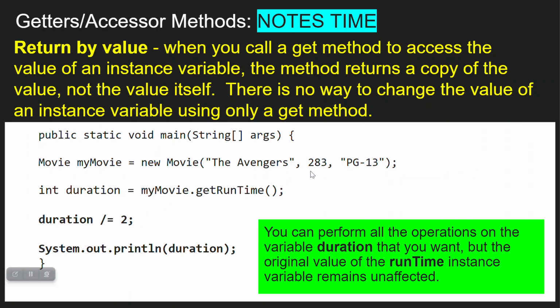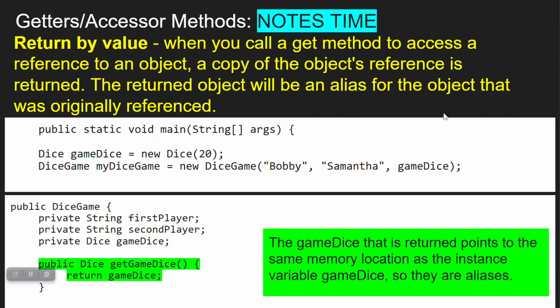It's not going to impact the original value of that instance variable. So that's called return by value. Basically, when you return something from a get method, it's actually returning just the value of it. It's returning a copy of the value, not the value itself. So there is that.